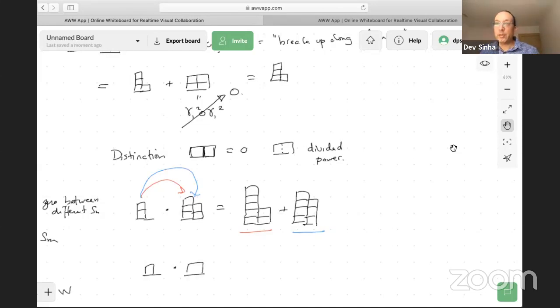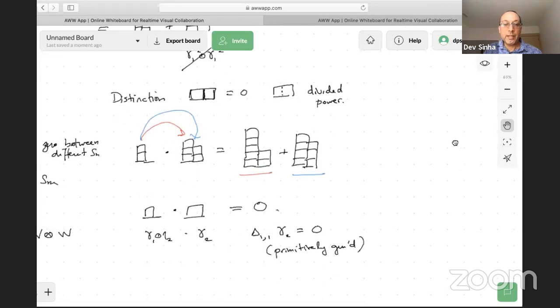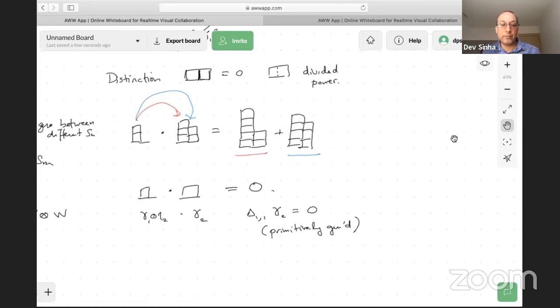So that's gamma 1 transfer 1, 2 times gamma 2. But we've already said that what matters is the 1, 1 component of gamma 2, and that's 0 because we're primitively generated. So this ends up being 0. So that's a relation in the cohomology of BS4.